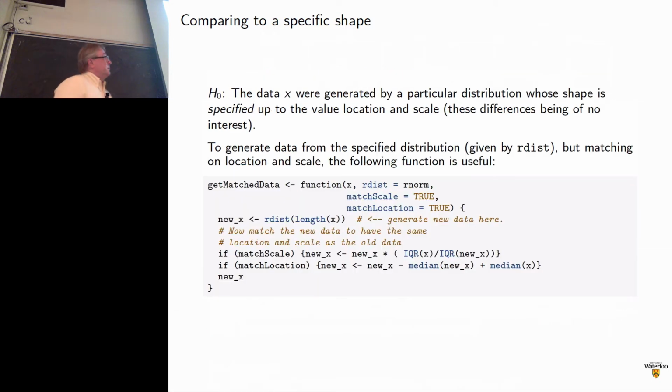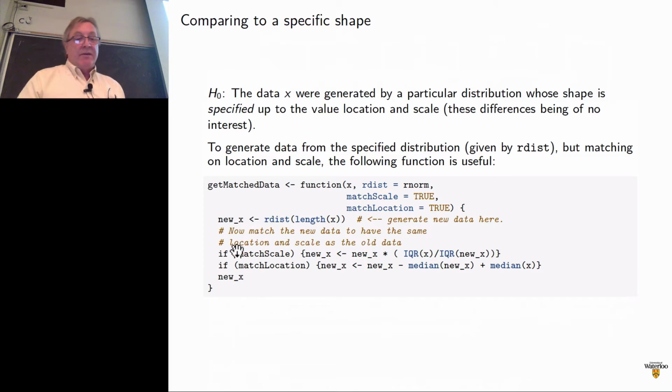So the hypothesis here now is a little narrower. We've got some specific distribution, some specific shape in mind, right? But we don't care about location and scale. So now I have a function here that's going to take an argument, r dist, which is some function that can produce a sample from that distribution, whatever the distribution is that's of interest. Default here will be the normal or Gaussian distribution, so we can use the built-in function rnorm from R.